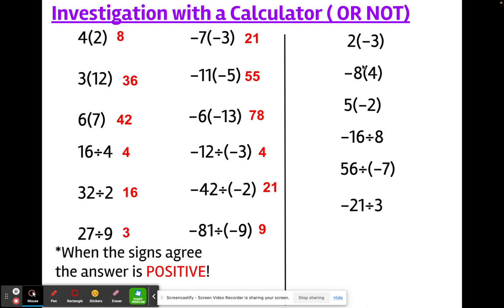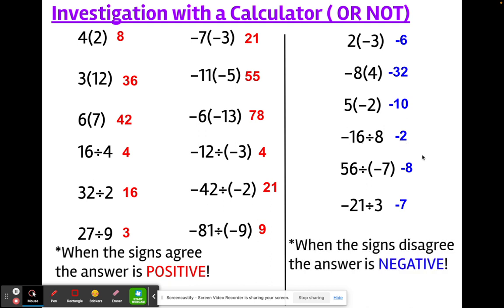But what about when the signs are different, like positive 2 and a negative 3, negative 8, positive 4, positive 5, negative 2, negative 16, positive 8, positive 56, negative 7, and negative 21, and a positive 3. Well, you see, all of these answers are negative. When your signs are opposite, so a positive and a negative or a negative and a positive, your answer will be negative. So when signs disagree, the answer is negative.